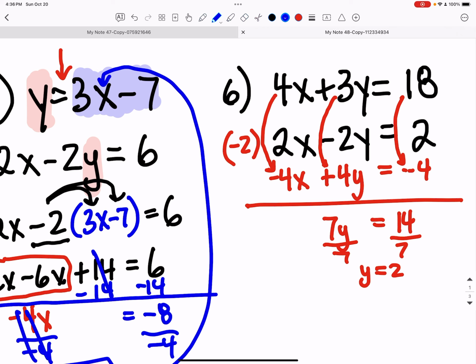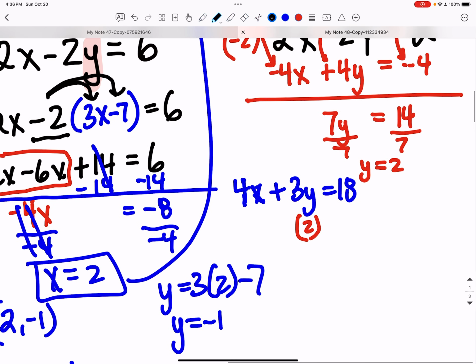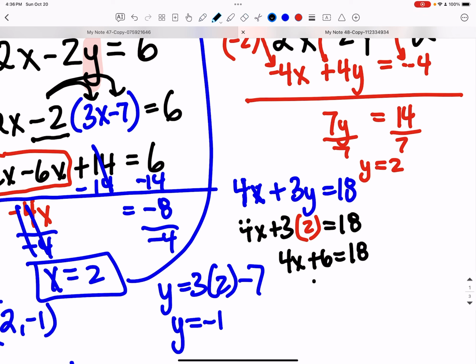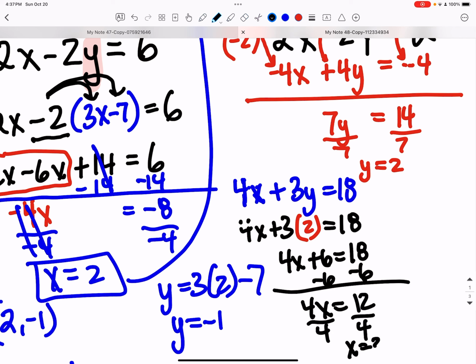So if y's are 2's, I'm going to say 4x's plus 3y's equal 18, but x's or y's are 2's. Make sure I plug it in the right one. So 4x's plus 3 times 2's is 18. 4x's plus 6 is 18. I'm going to minus the 6. 4x's equal 12, divide by 4. X's are 3's. So this is 3, 2. Always x first.